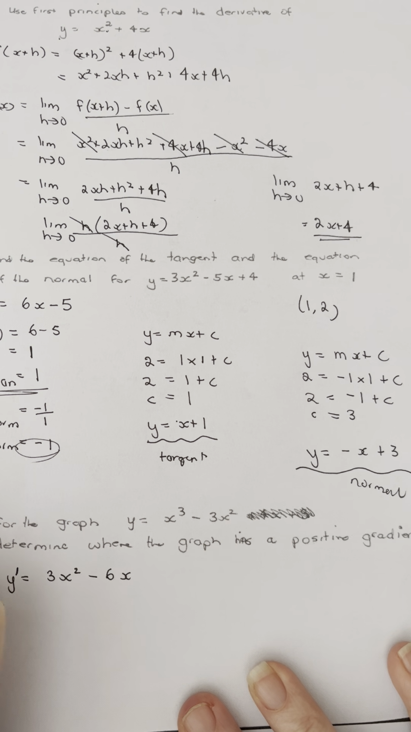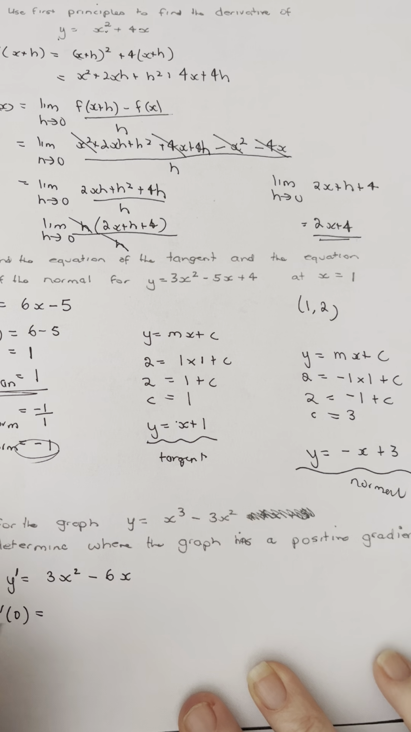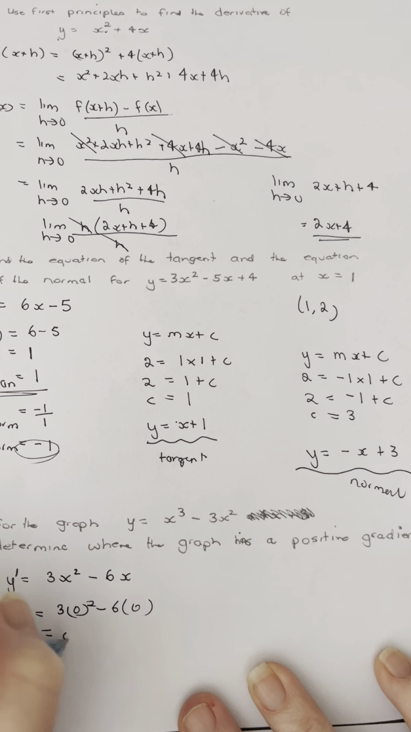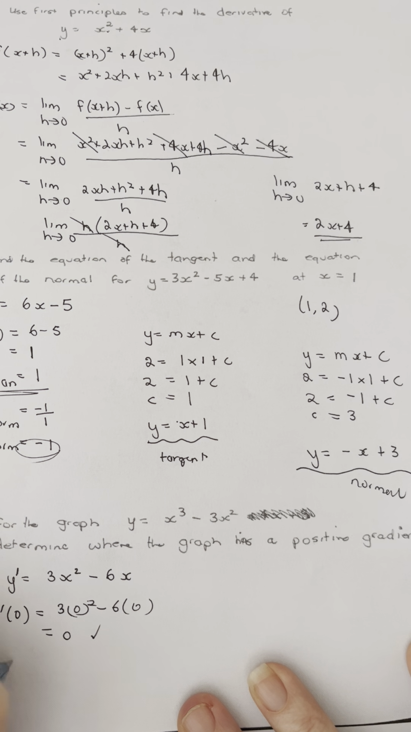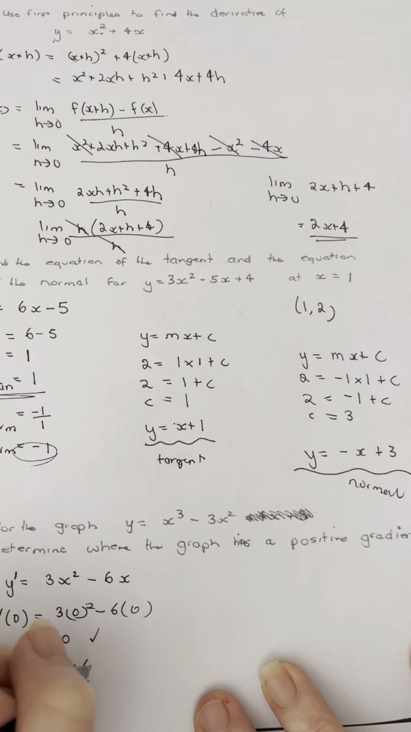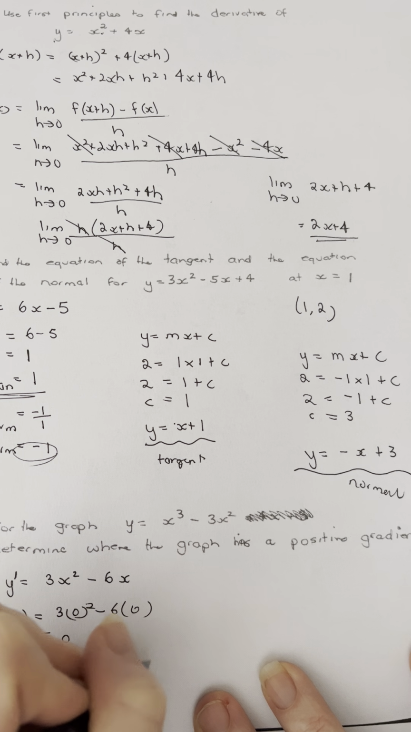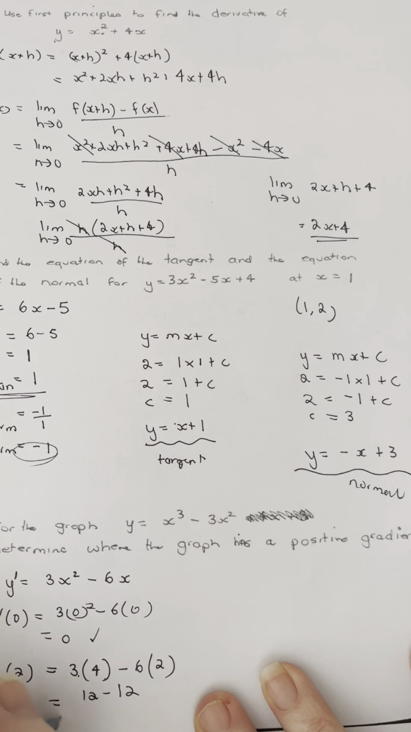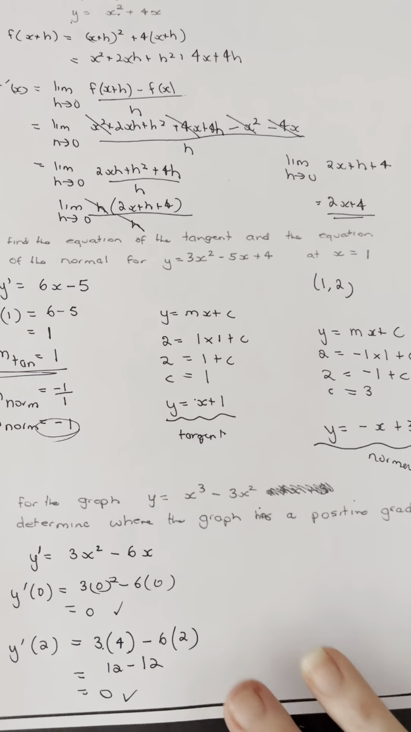So that's my y dash. So if I sub in 0, I will get 3 lots of 0 squared minus 6 lots of 0. So that's 0. And then the other one I thought it was 2. So I'll go 3 lots of 2 squared, which is 4, minus 6 lots of 2. 3 times 4 is 12. Take 12 is equal to 0. So yeah, 2 was the other one.